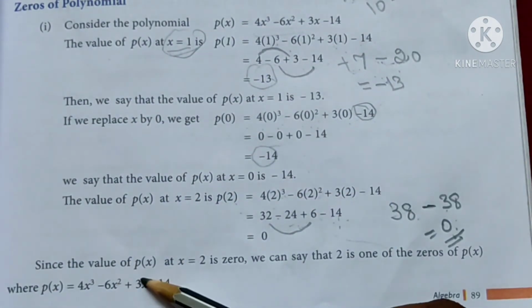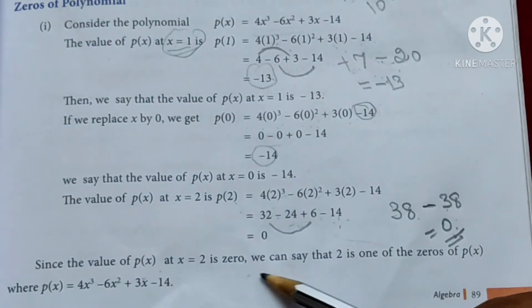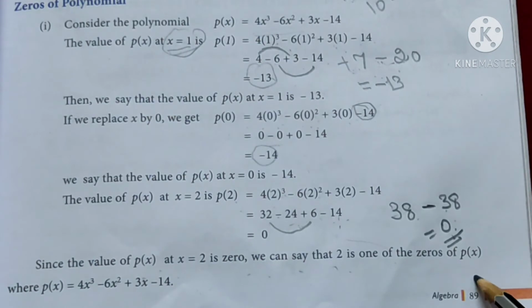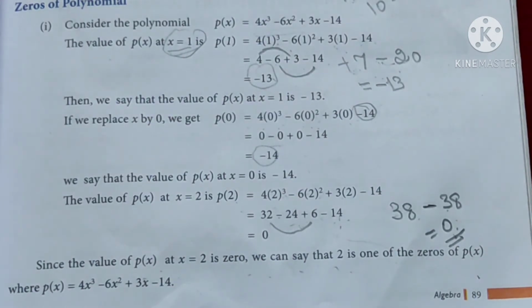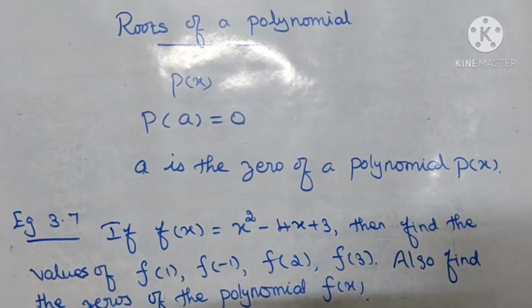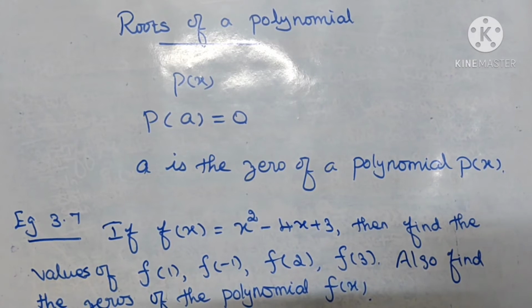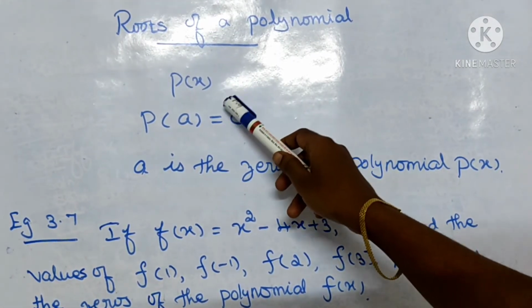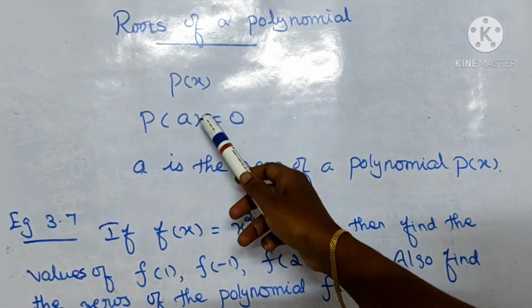Since the value of p of x at x equal to 2 is 0, we can say that 2 is one of the zeros of p of x. Okay, 2 is one of the zeros of p of x. So the definition of the roots of the polynomial is: if we consider the polynomial p of x, and substitute a in place of x, where a is any number.